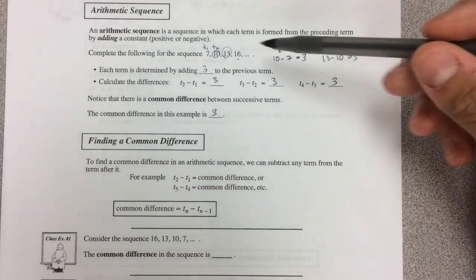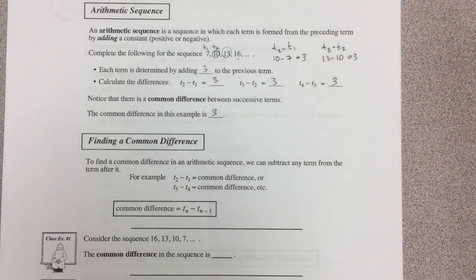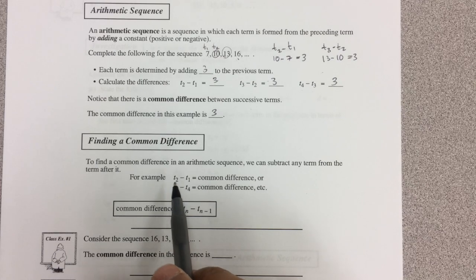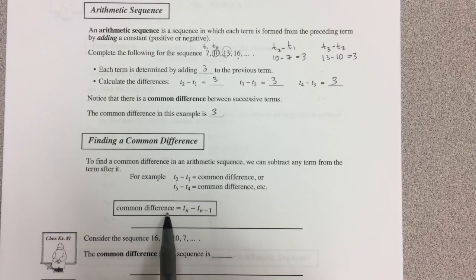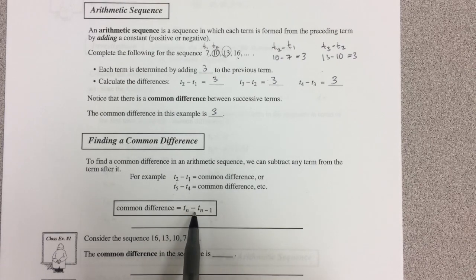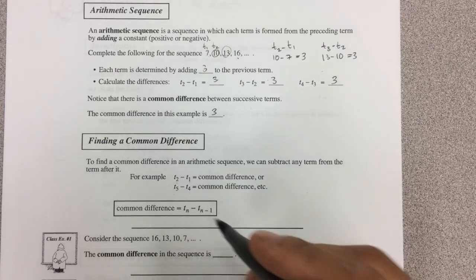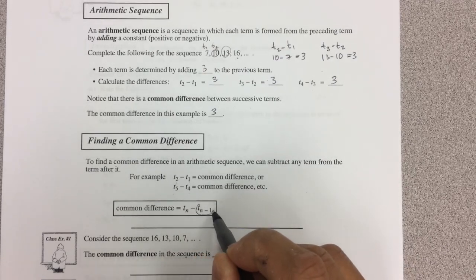We just looked at how to find the common difference. To find it, you use that basic formula, T2 minus T1, T5 minus T4. Whatever successive terms you have, you subtract the previous term from the next term. And so the actual formula for the common difference is Tn minus Tn minus 1.